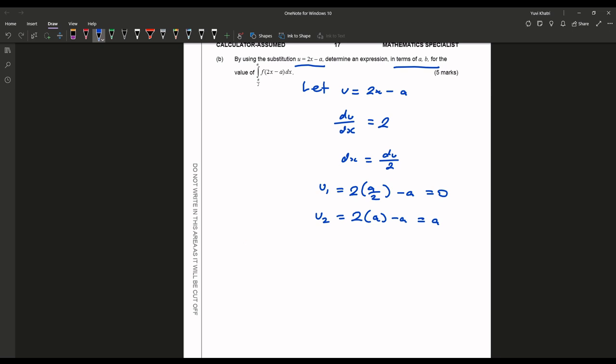Now that that's done, we can rewrite the integral as the integral from 0 to a, that's our new bounds, of f of u, since u is 2x take a, times du over 2, since that's what dx is. And we're just going to take this 2 out of there, so that's a half times the integral from 0 to a of f of u du. Now, imagine just replacing these u's with x's. So it could be a half times the integral of f of x dx. That's how a u substitution works, right?